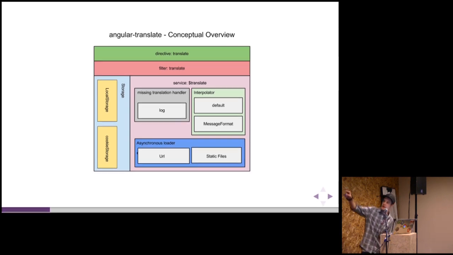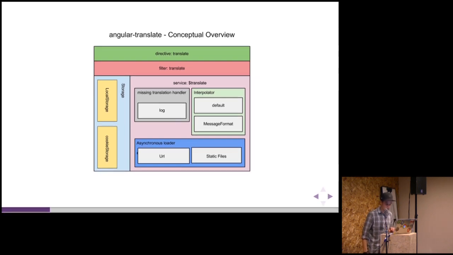So the green box here is the translate directive. Below that we have the filter translate, which is just the filter. And then we have this big red box, which is the translate service. As you can see, there are a lot of other boxes in this box. These boxes are within the translate service box because the translate service is the actual component within Angular Translate, which takes care of communicating with these other components.